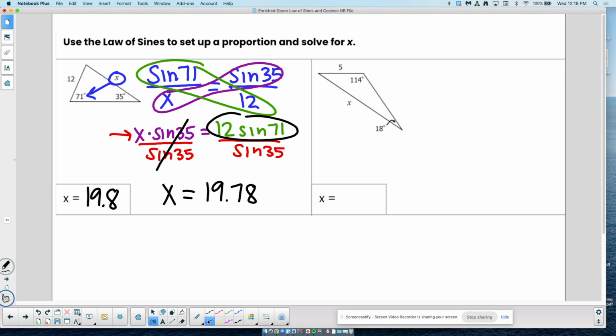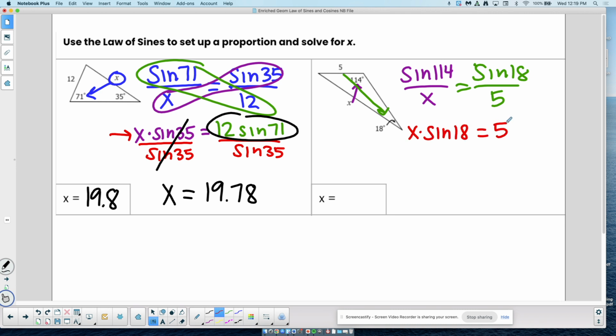So we'll do a few more examples just to get really good at this. Again, I like to start where my variable is, and that's across from angle 114. So sine of 114 over x is equal to sine of 18 over 5. We'll cross multiply. X times sine of 18 equals 5 times sine of 114. You want to get x alone, so we're going to divide both sides by sine of 18. And now it's calculator work. Type that in your calculator, and you should get 14.8.